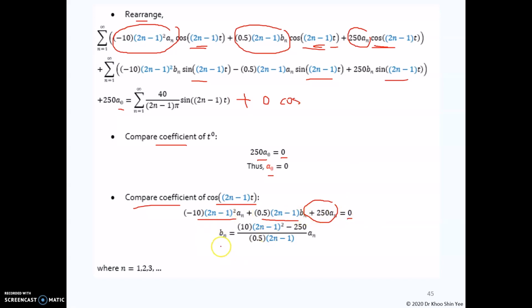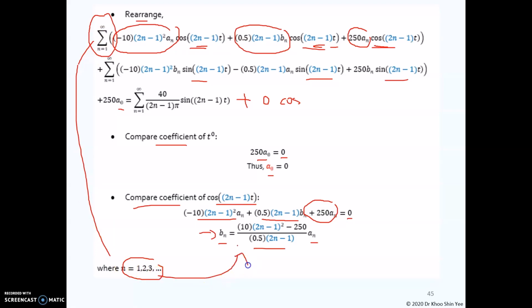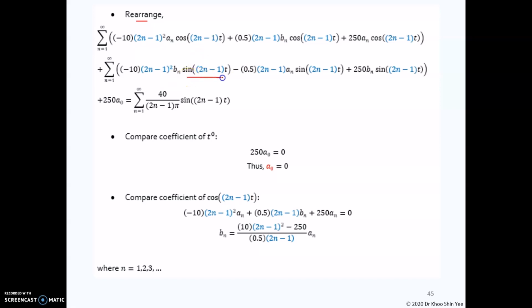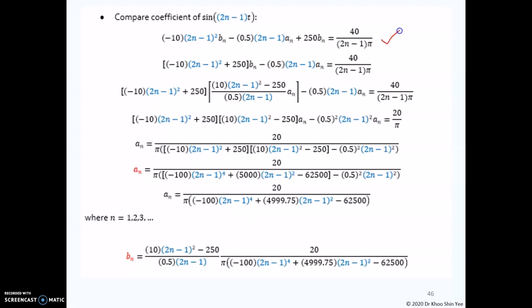So you rearrange this, put the bn on the left hand side in terms of an. You must know your n is starting from 1, 2, 3 and so on, because from this term here, your n starts from 1 to infinity. By using the same procedure, you can compare the coefficient for the sine. So on the left hand side, this coefficient plus this is equal to the coefficient on the right hand side here. Therefore, you obtain this equation.